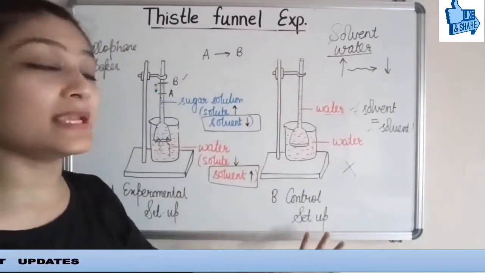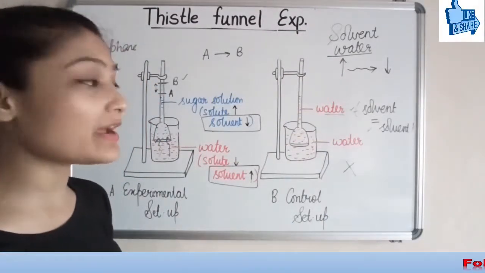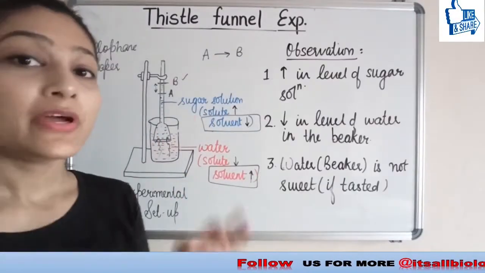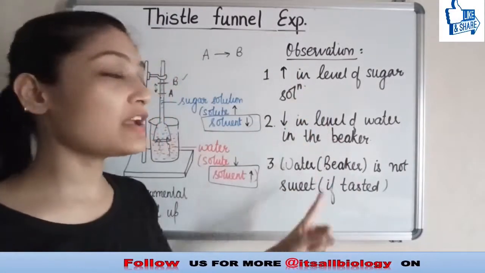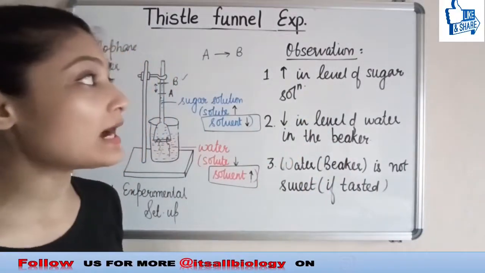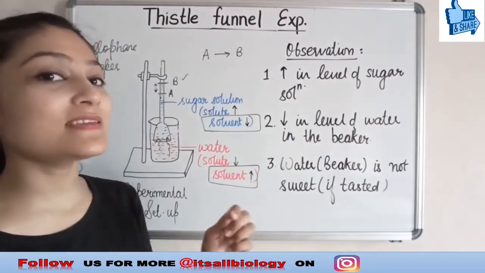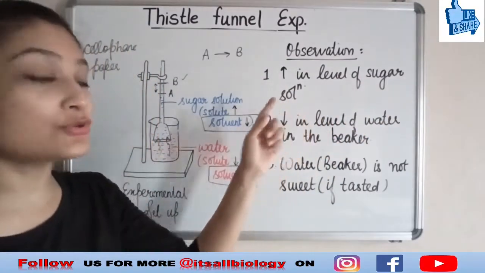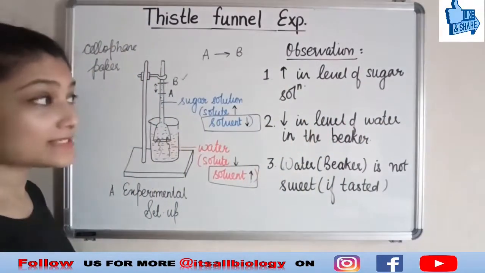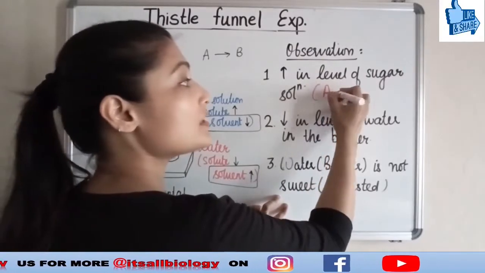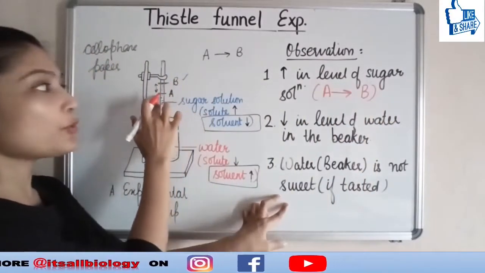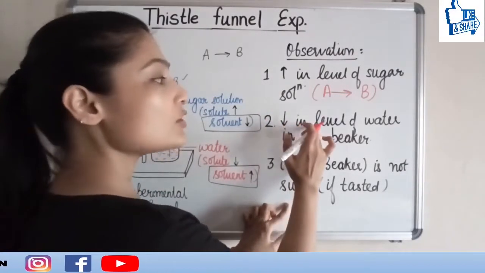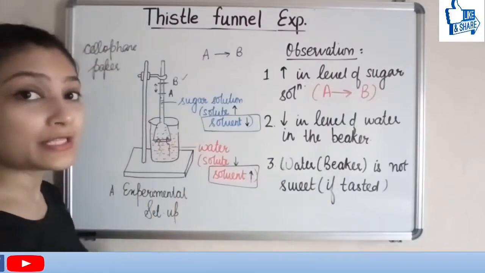Now I am going to erase this part for you, and I am going to write a few observations that we have made from this experiment. There are three main observations which I have noted down here for you. Let's see what these are. The first observation is that there is going to be an increase in the level of sugar solution in the thistle funnel. That we have seen, the increase in level from A point to B point.